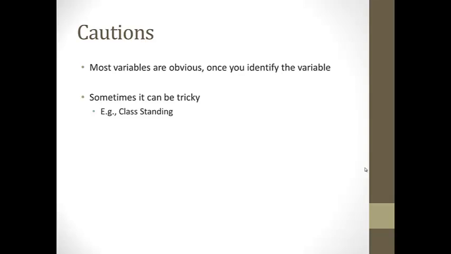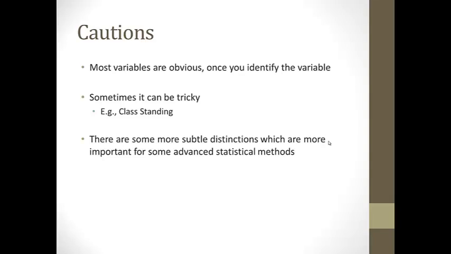So at times, it becomes a little bit of a gray area when we're trying to classify these variables, but those are certainly more the exception than they are the rule. Last point. Sometimes there are more subtle distinctions which are necessary when you're trying to use some more advanced statistical methods, so it becomes more than just categorical or quantitative. But for our purposes in this course, categorical or quantitative is just fine.